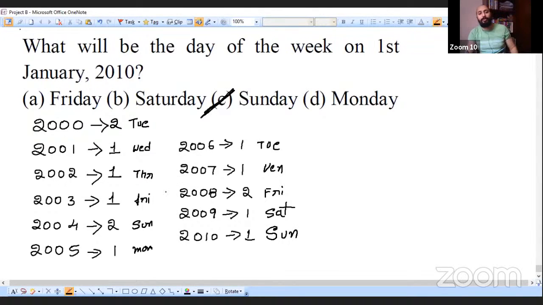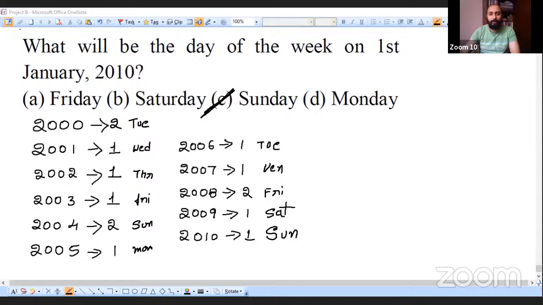Is this clear? 2000 is a leap year. I'm so sorry. There will be two odd days, so it will be Tuesday there. So Sunday it is. 2000 is a leap year, so it will be having two odd days. So that is Tuesday. Is this clear? Any doubt on this, people?